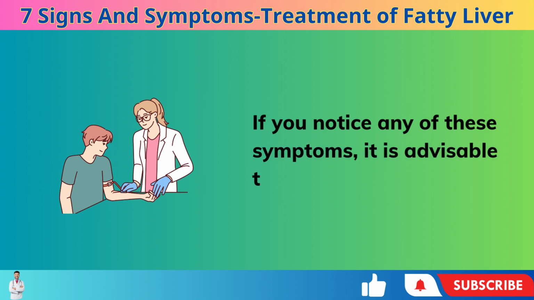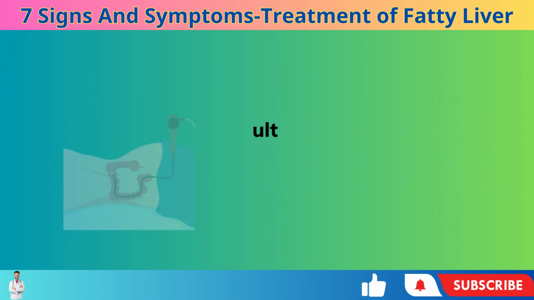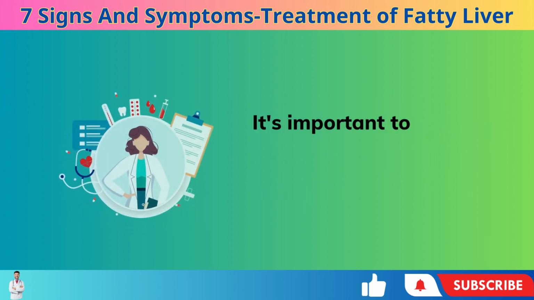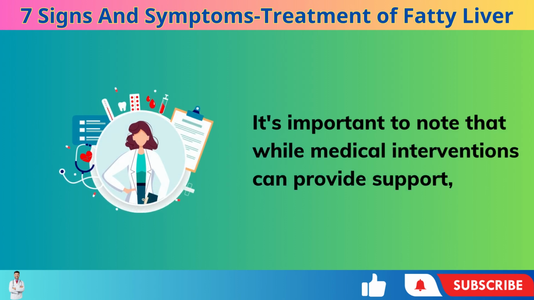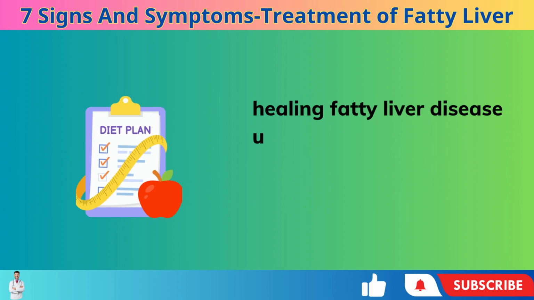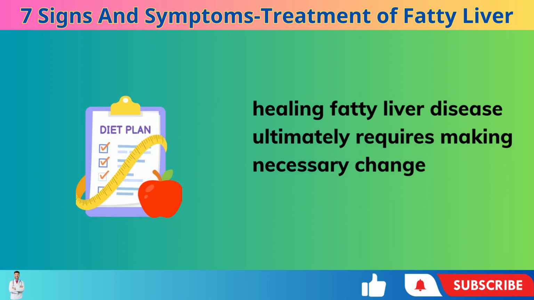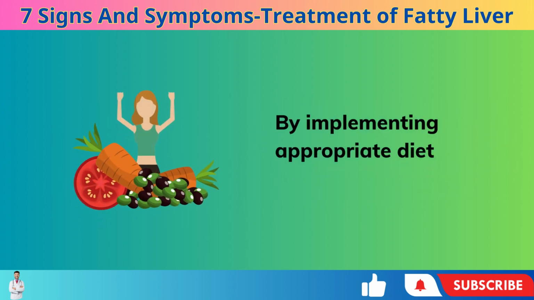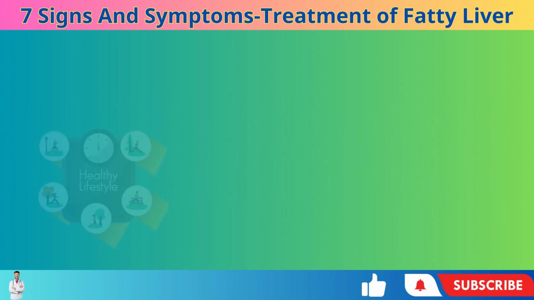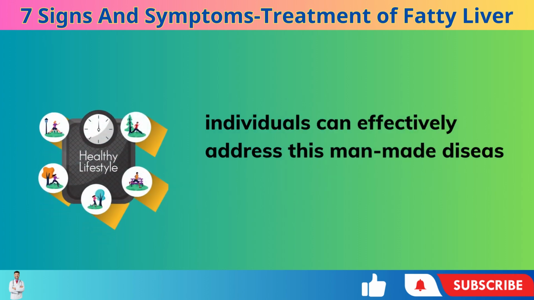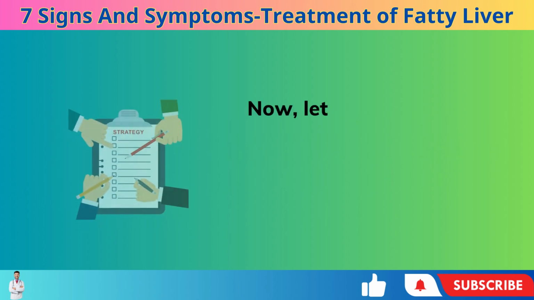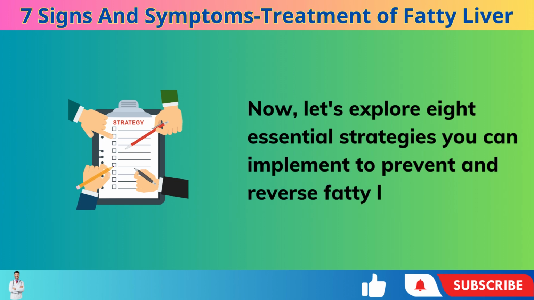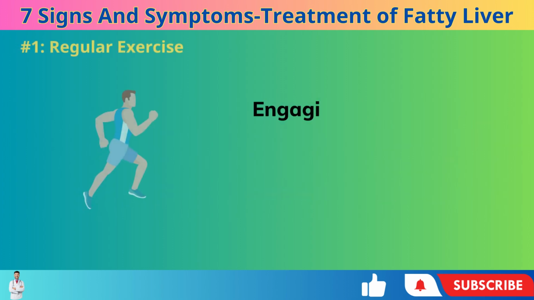If you notice any of these symptoms, it is advisable to undergo a blood test, ultrasound, or biopsy to assess your liver function accurately. It's important to note that while medical interventions can provide support, healing fatty liver disease ultimately requires making necessary changes to one's diet and lifestyle choices. By implementing appropriate diet and lifestyle modifications, individuals can effectively address this man-made disease and promote liver health. Now, let's explore 8 essential strategies you can implement to prevent and reverse fatty liver disease.